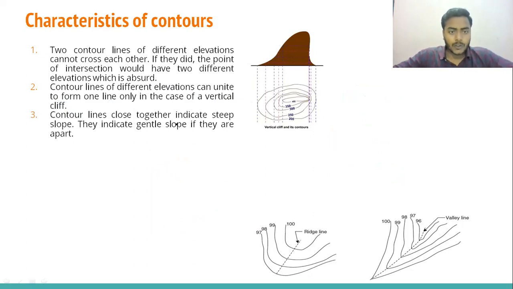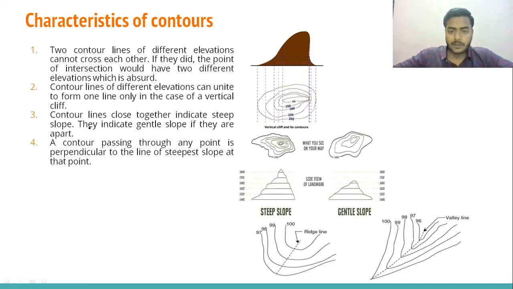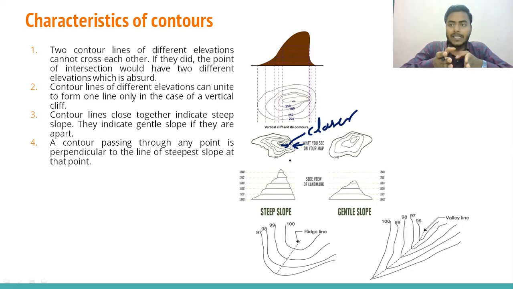Contour lines close together indicate a steep slope. They indicate a gentle slope if they are apart. In this figure you can see that the contour intervals are close. Closed means what? Two contours are closer, which means the horizontal distance between the two contour lines is less. When the horizontal distance between two contour lines is less, the slope will be steep. Like I'm going to say this elevation is this one, this line is this, and it is representing the lesser value of this horizontal distance.